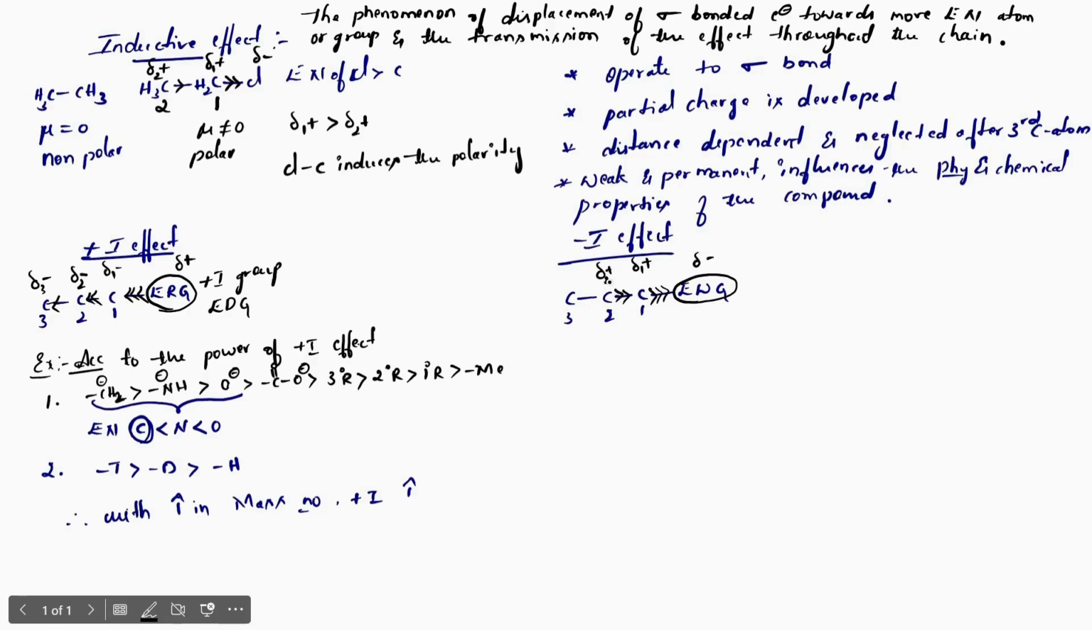When the electron density of the second carbon atom decreases, again the second carbon atom pulls the electron density from the first carbon atom, so that the third carbon atom also acquires partial positive charge, that is delta 3 plus. Here this electron withdrawing group is also called negative inductive group and also called electron seeking group. Let us see examples of negative inductive effect according to their power.